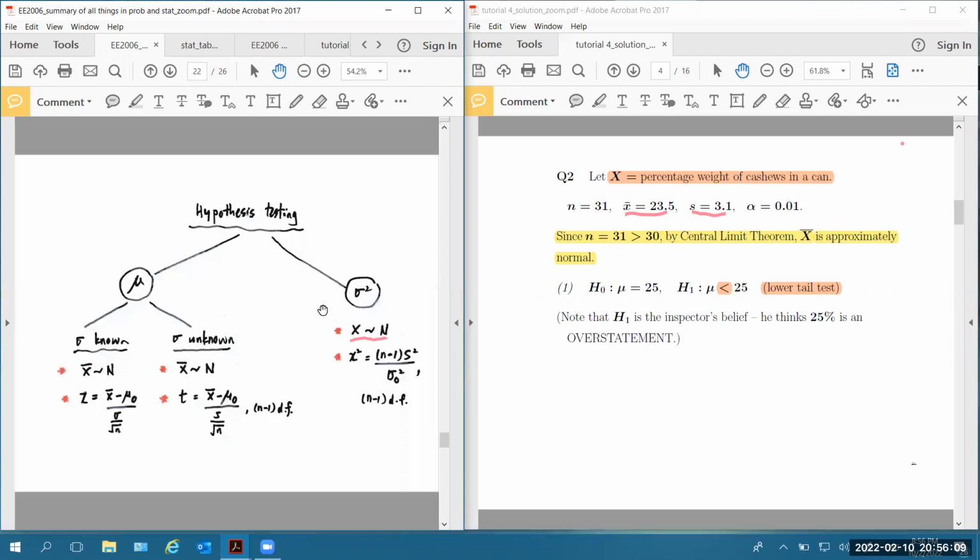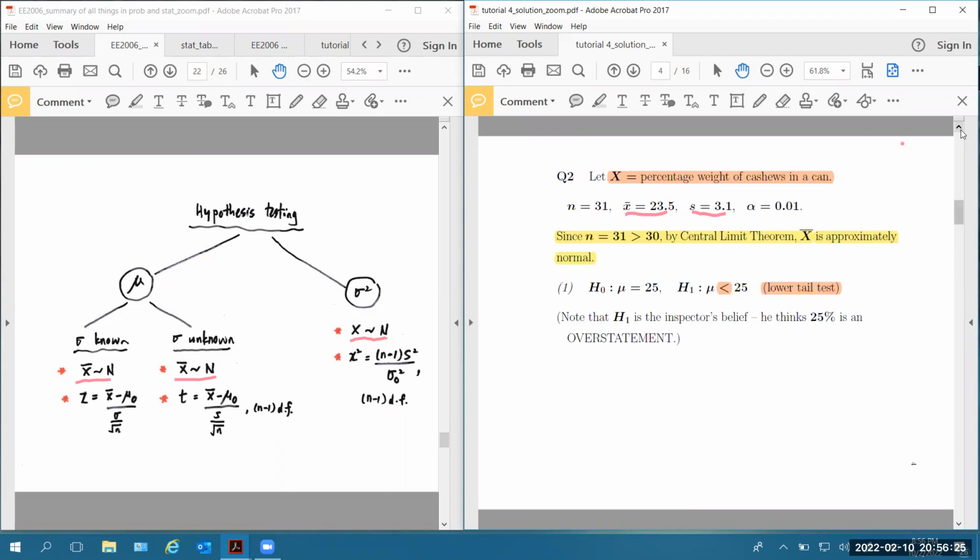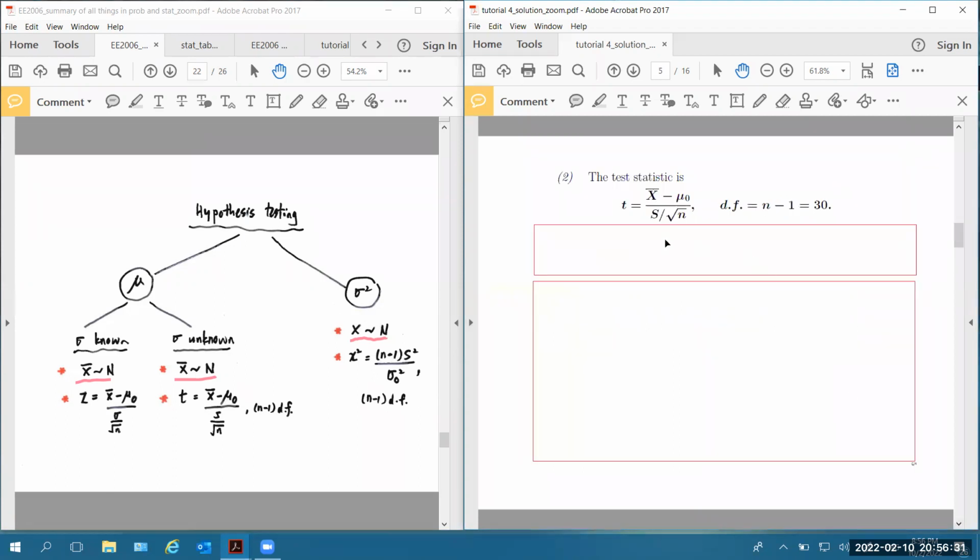Okay, so now the second step, we go to the test statistic. So the test statistic here is the t. This mu naught here, this number here, actually is the 25. So the mu naught is 25. Then the s, the n, all this you know, right?